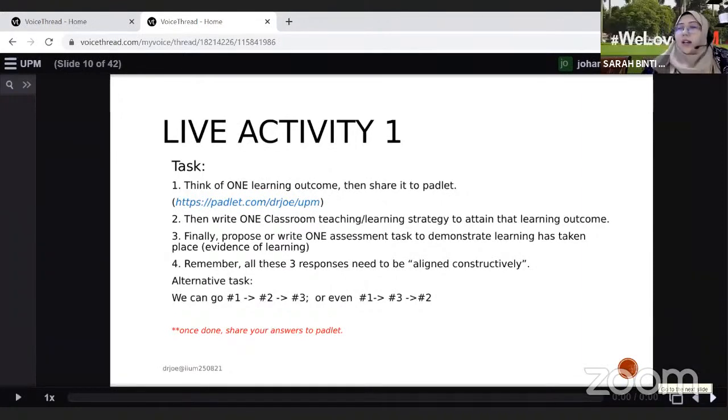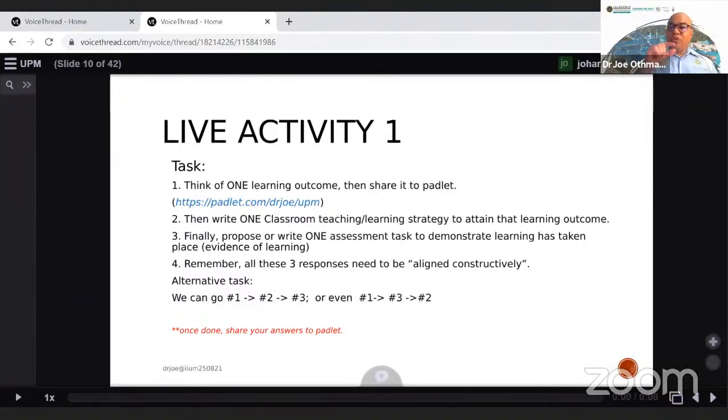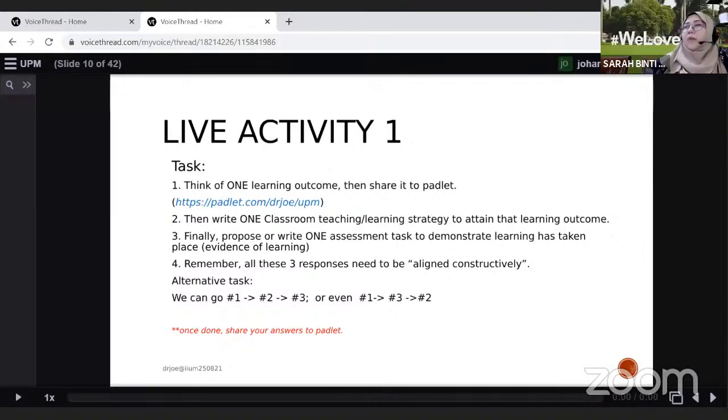Okay. So if you can open the link padlet.com/drjo/UPM. Okay, and have a look at live activity 1. So if individuals want to put, they click the plus. They click the plus. Yeah, and then a window will come, and then they put their name or whatever. Then they can see. I only need these 3.